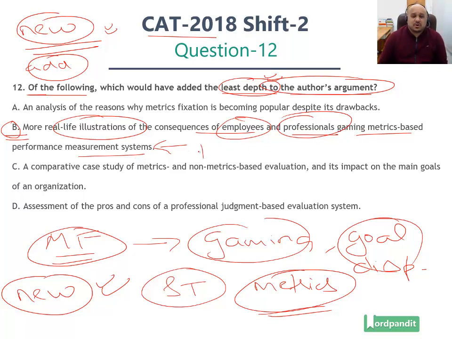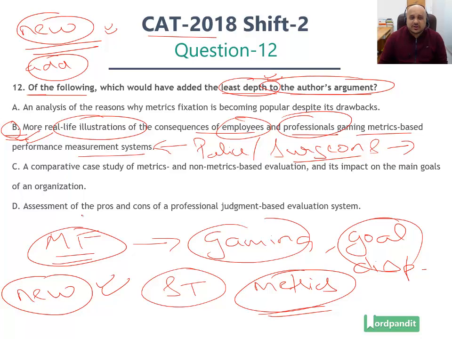For example, the author has already mentioned the example of the police officers. He's already mentioned the example of the surgeons. So along similar lines, we'll have more examples. Would these examples add anything new? They won't. He's already provided us examples to explain the problem. So examples for the same thing or examples along similar lines are not going to add anything new to the argument. They will just be a repetition. Hence, this option is the correct answer here.